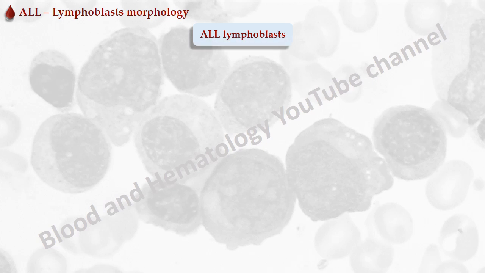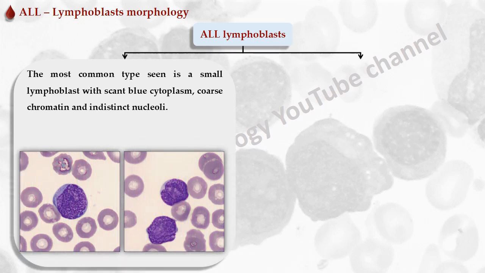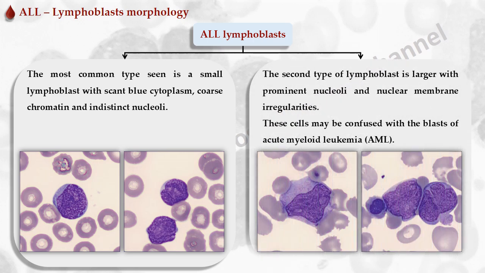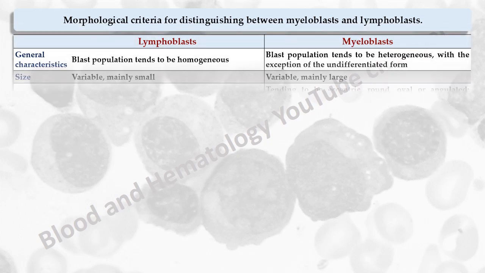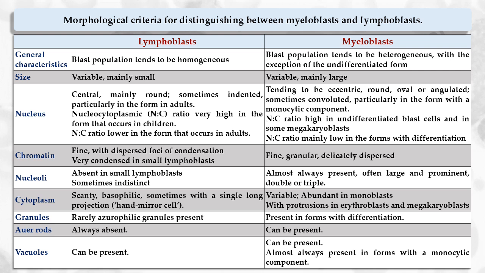Lymphoblasts vary in size but fall into two morphologic types. The most common type seen is a small lymphoblast with scant blue cytoplasm, coarse chromatin, and indistinct nucleoli. The second type of lymphoblast is larger with prominent nucleoli and nuclear membrane irregularities. The table shows morphological criteria that are useful for distinguishing between myeloblasts and lymphoblasts.